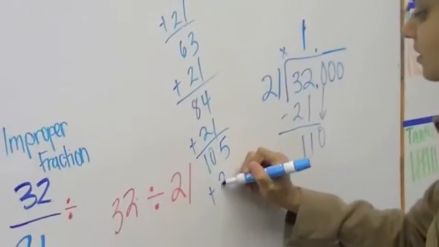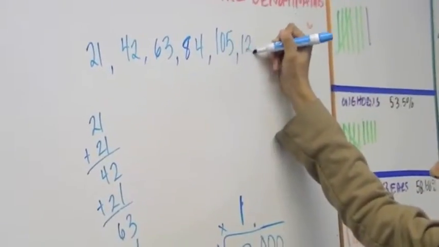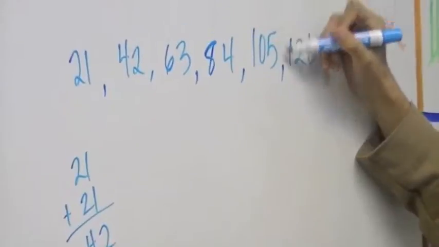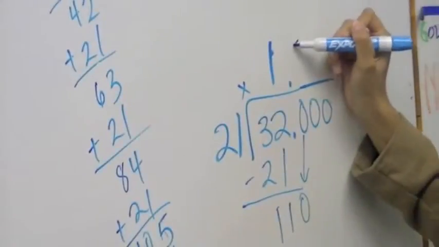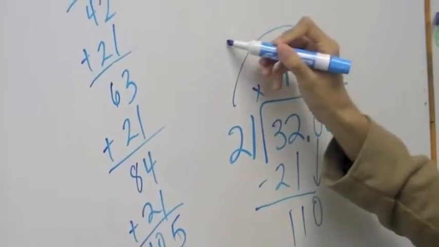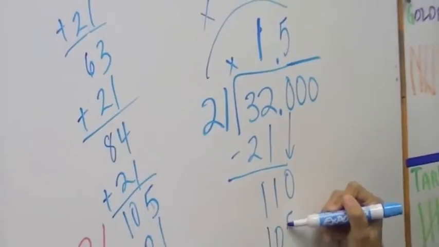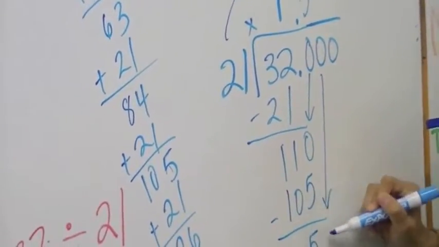Plus another 21 equals 126. Now that gets me to where I am right here, 110, which fits in between these two numbers. So it's 1, 2, 3, 4, 5 full groups of 21. 5 times 21, like I skip counted before, is 105. If I subtract that, I get 5, bring down my 0.